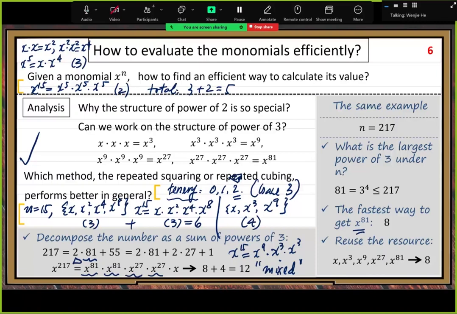How to mix repeated squaring and repeated cubing? That could be very complicated. All right, so we finish C.4, the repeated cubing topic. Any questions?